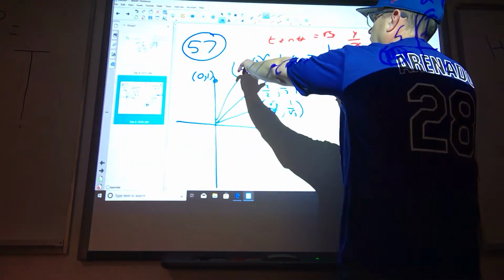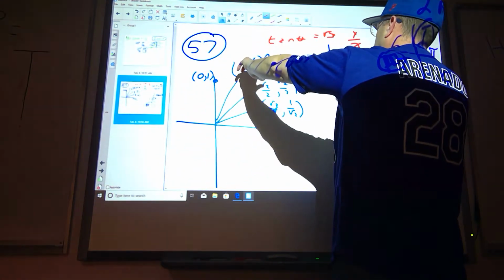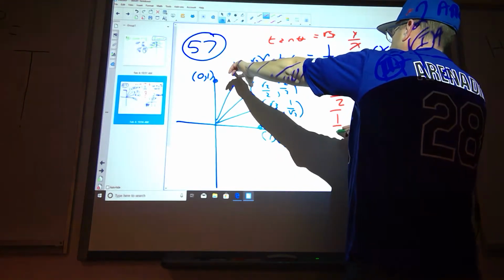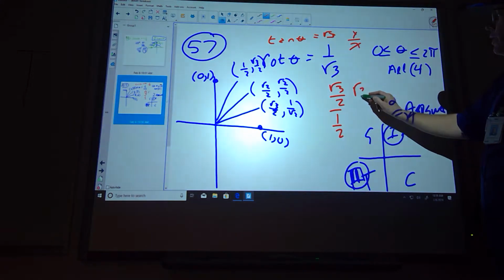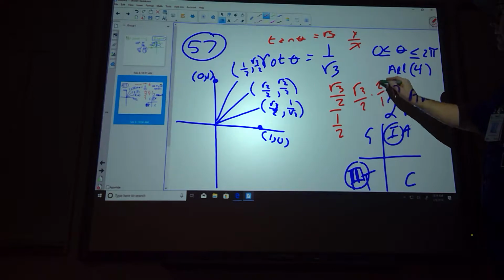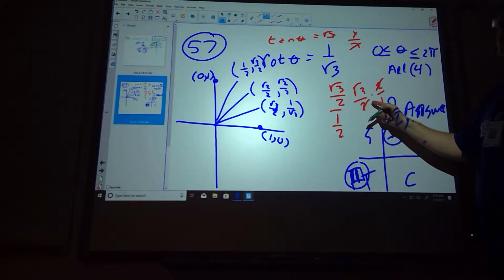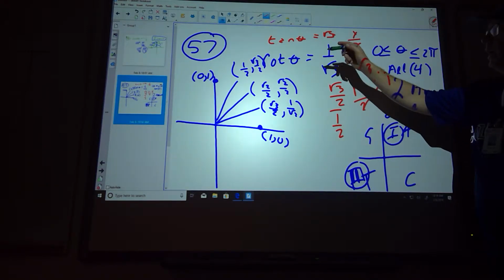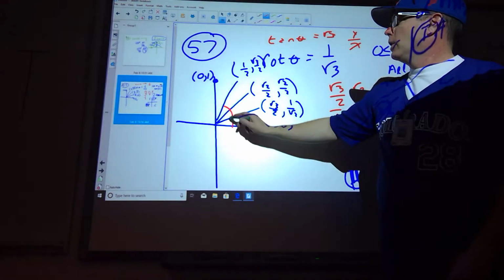So does it have to be, can I do this? Root 3 over 2 over 1/2. Multiply root 3 over 2 times 2 over 1. What do I get? That gives me a root 3. What angle is this one?